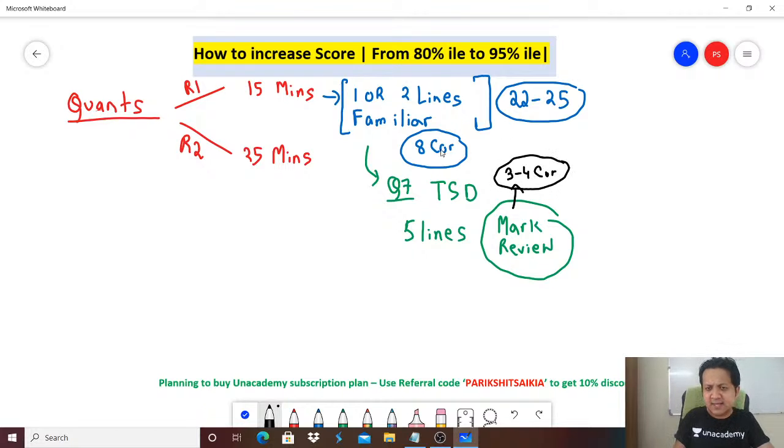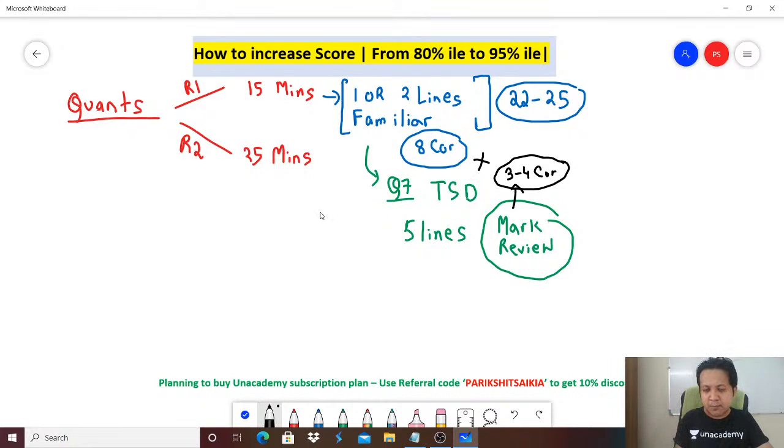The good part is, round 1 plus whatever you have marked for review, around 12 questions you have already got correct. And trust me, if you are able to get around 60% of the questions correct in any competitive exam, your percentile is going to be very, very high, close to a 98-99 percentile.